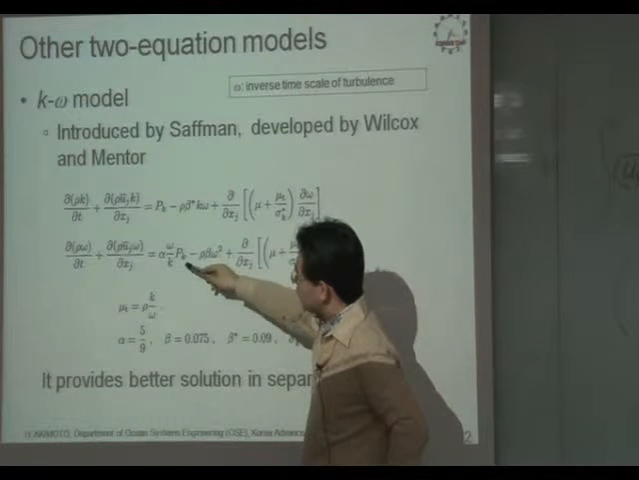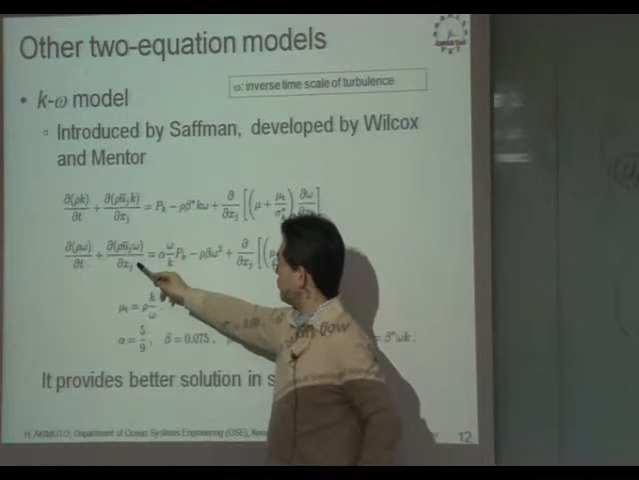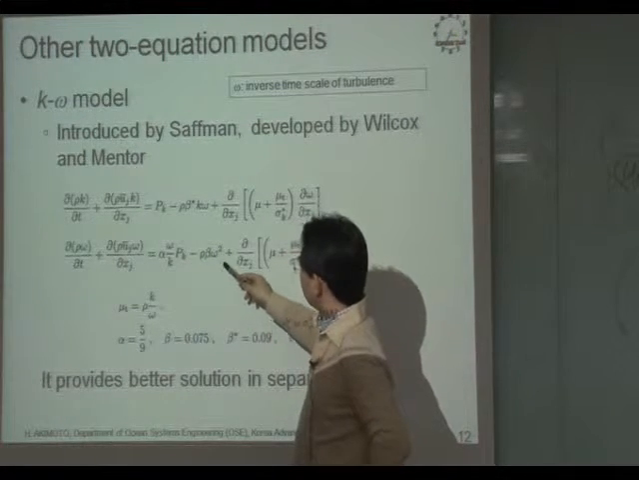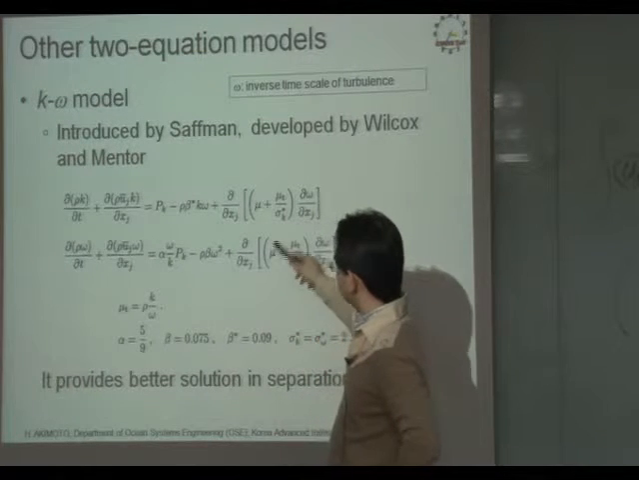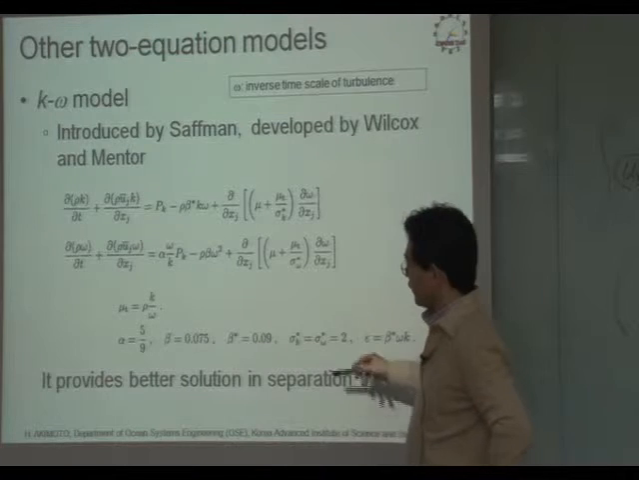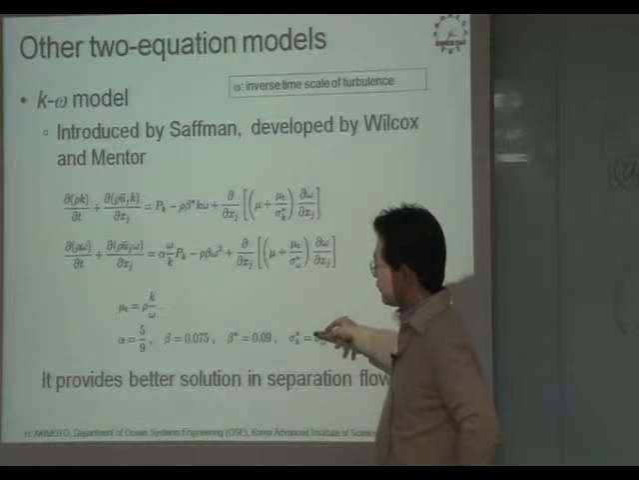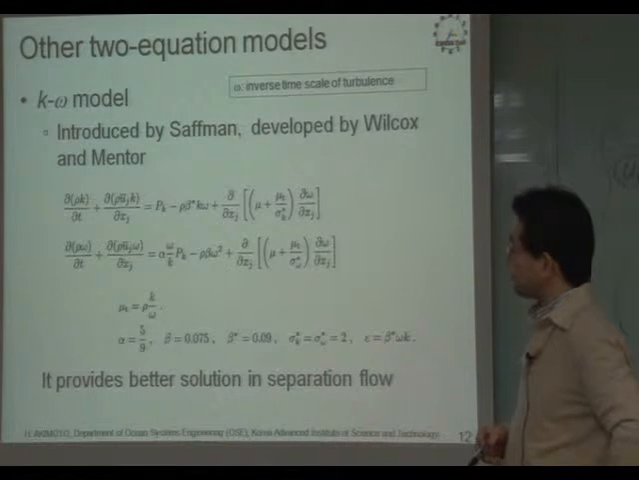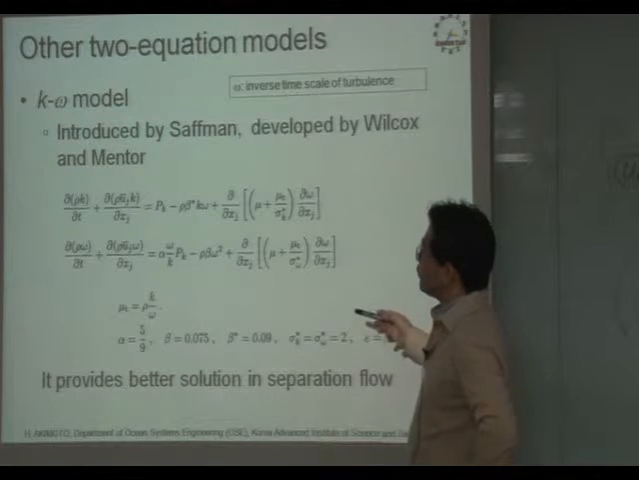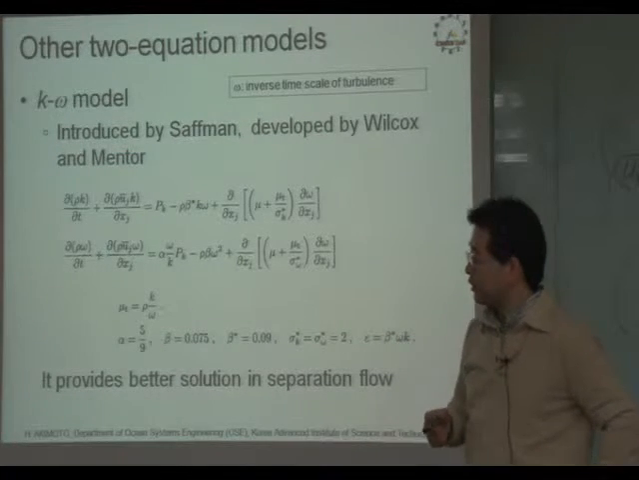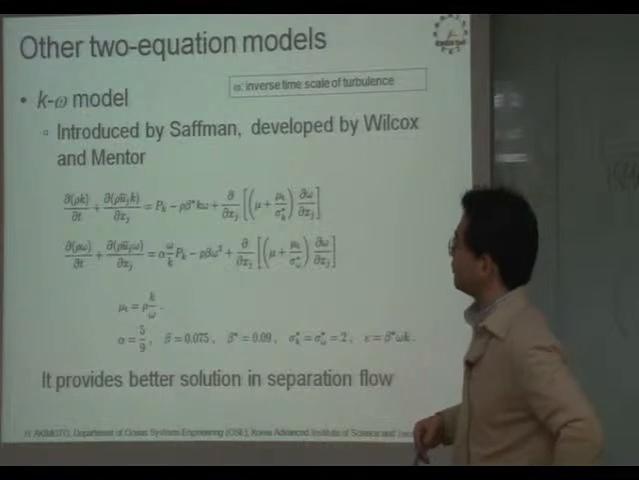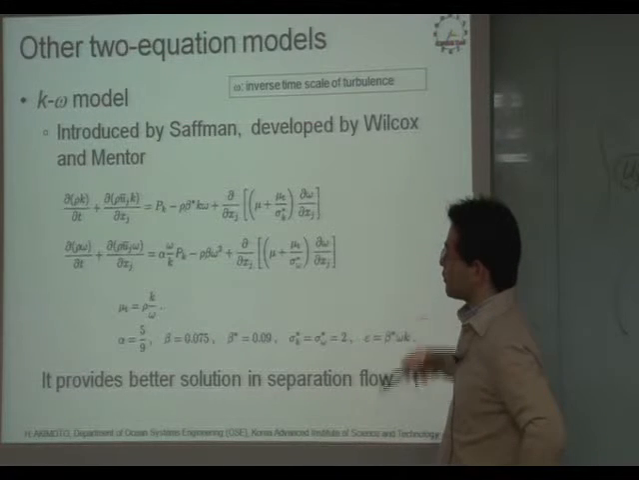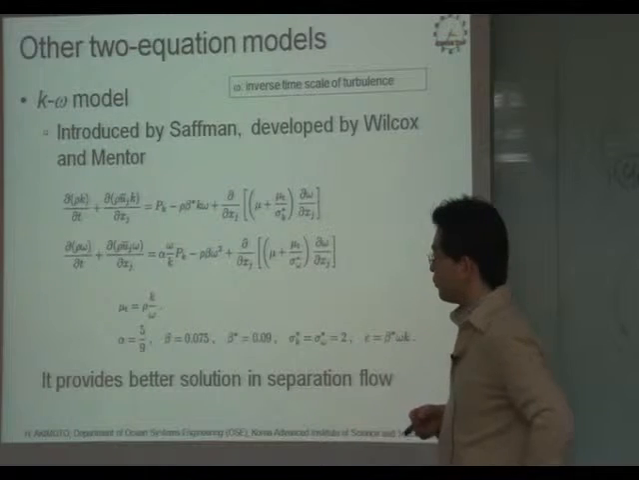The situation is the same. It has a convection part and production part and dissipation part and diffusion part. And it also has basic parameters of the model. The knowledge of k omega model is slightly small in comparison to k epsilon model because this is a new one. But it shows good performance, especially in the solution of separated flow.